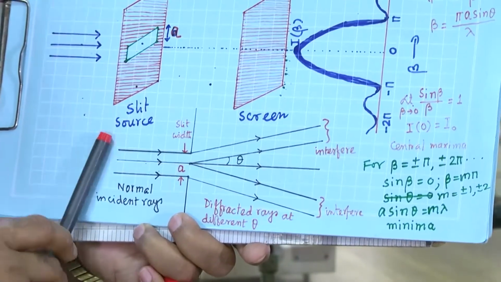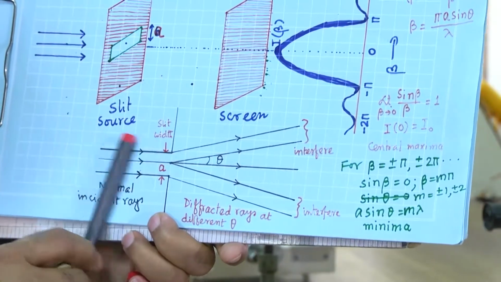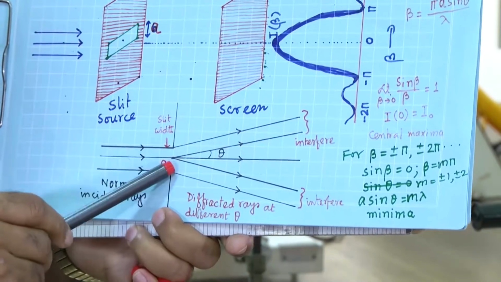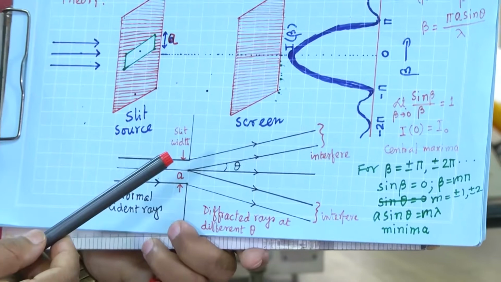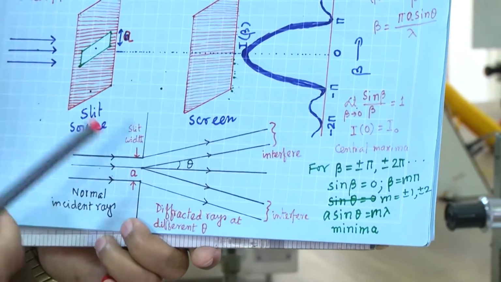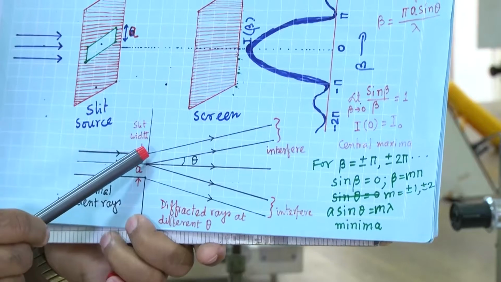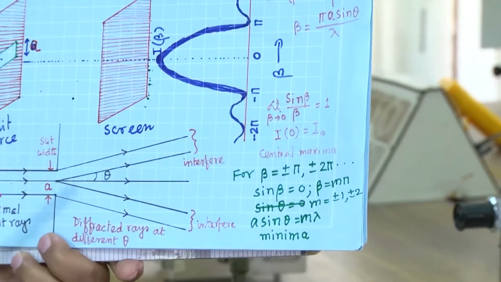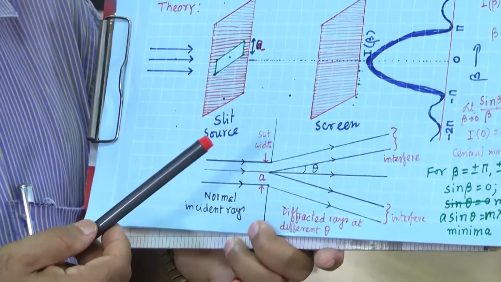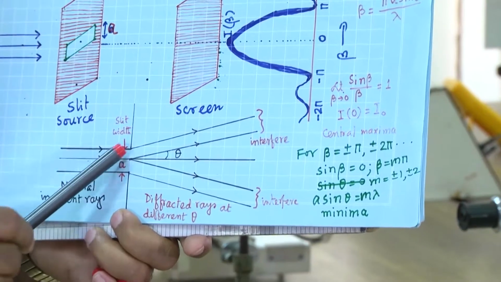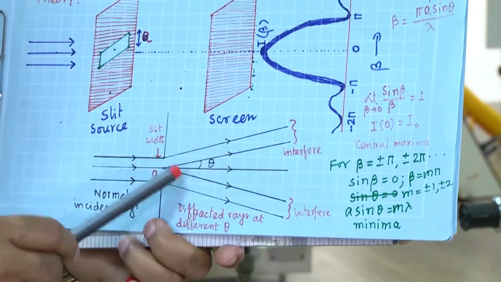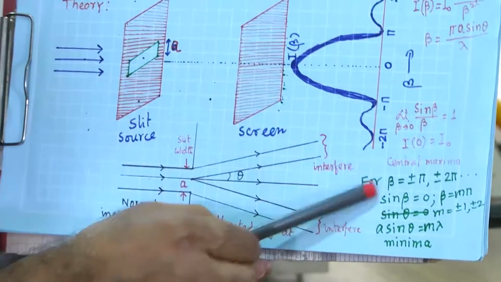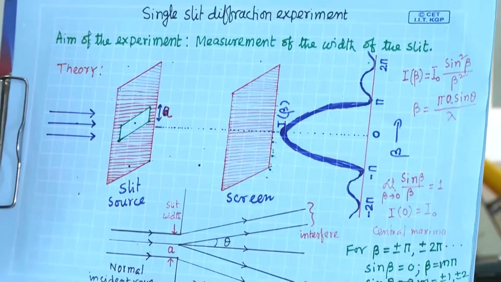So, when this wavefront falls on the slit, each point on the slit will act as a secondary source. Okay. So, from each point we get secondary wavelets. That is the Huygens principle. So, these secondary wavelets will interfere and we will get this diffraction pattern.